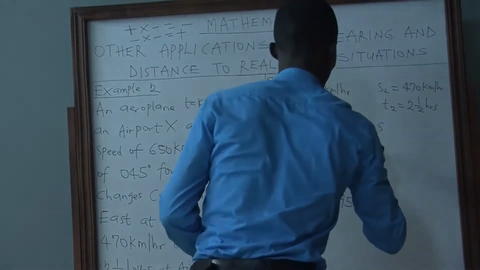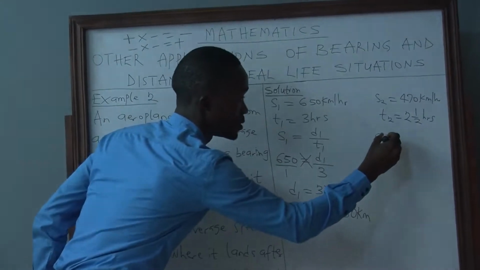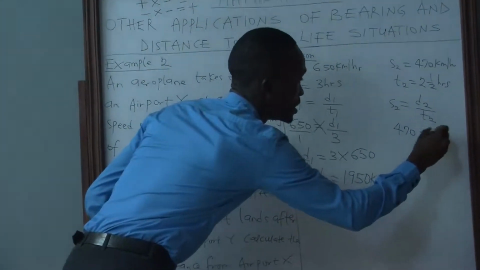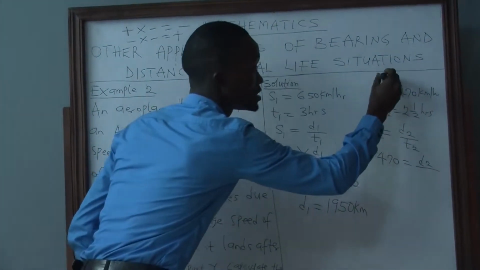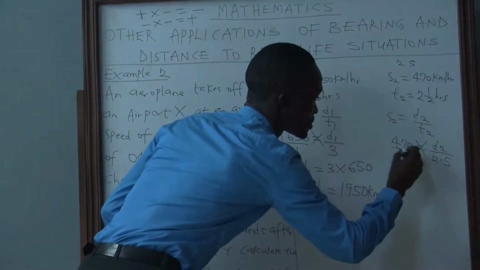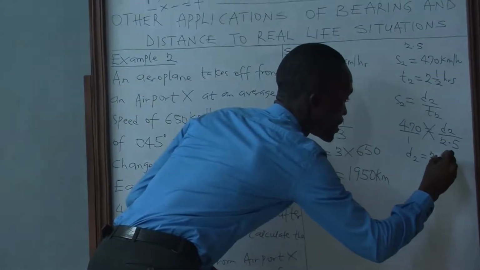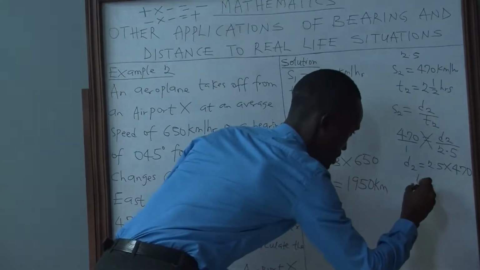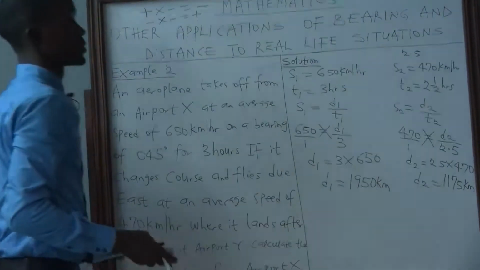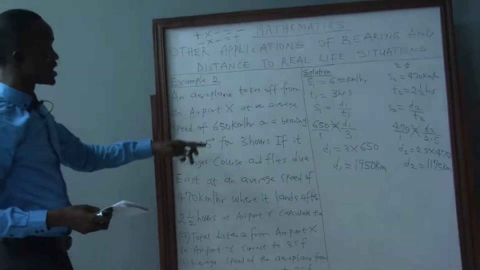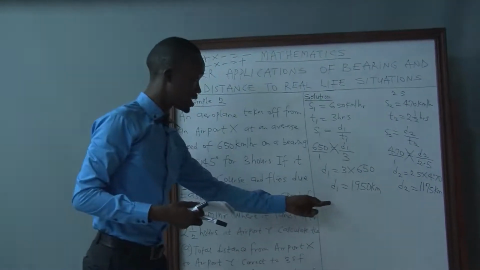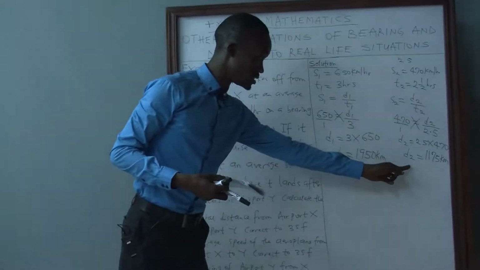So also for the second one, we have S2 is D2 divided by T2. And S2 is 470, equal to D2 divided by 2.5, because 2.5 hours is the same thing as 2.5. And cross multiplying here, we have D2 to be 2.5 multiplied by 470. Then D2 will be 1175 kilometers. Now from the values of the speed that we are given and the time that we are given as well, we've generated the distance D1, and this is distance D2.